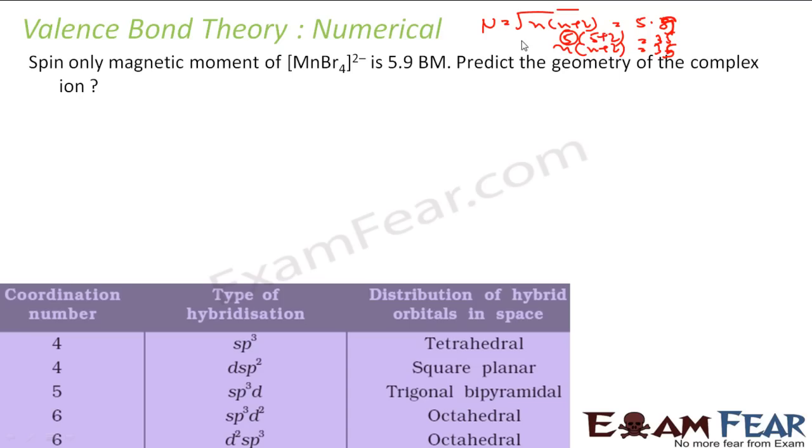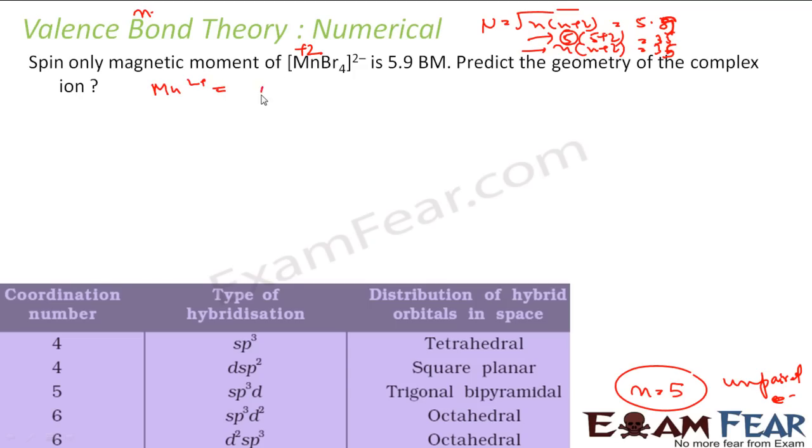You can do the maths, or you can do it one by one: put n equal to 1, put the value, n equal to 2, put the value, and get this. Or directly, if you have solved many questions, you can do it fast. n is equal to 5, that means 5 unpaired electrons. Now let's explain the geometry of this. [MnBr4]2-: Mn has the +2 oxidation state.